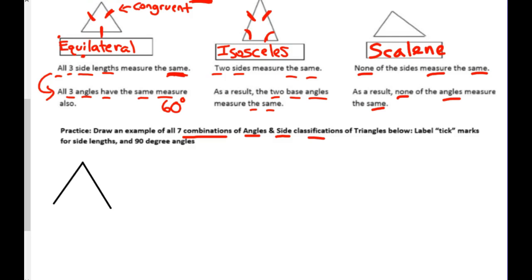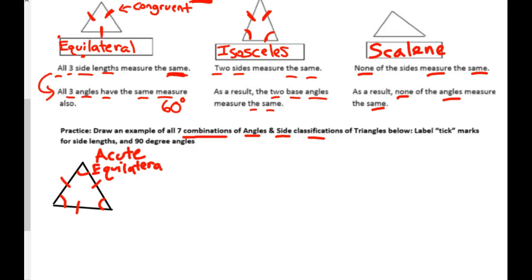Do your best to make it equilateral, all sides equal. Something like that. So all the sides will be congruent, and all the angles will be congruent. Acute equilateral.